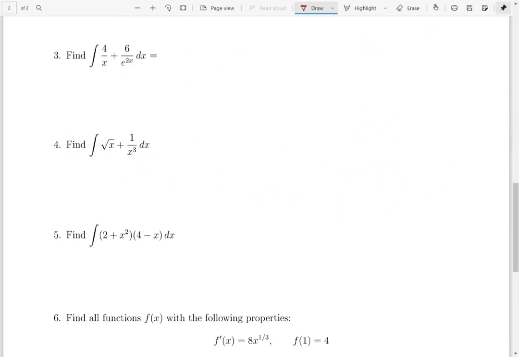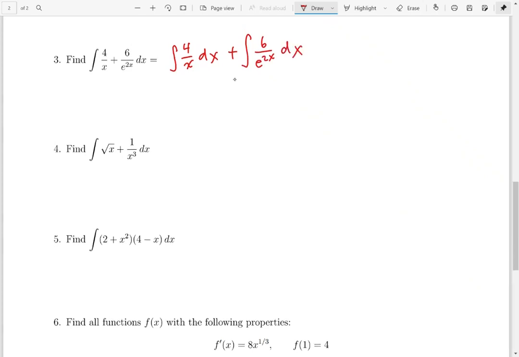Alright, let's find this antiderivative. Well, first off, notice that this is the integral of sums, so that's going to be the integral of 4 over x dx plus the integral of 6 over e to the 2x dx. At this point, I'm going to try to pull the constants out front and get them all in nice forms.